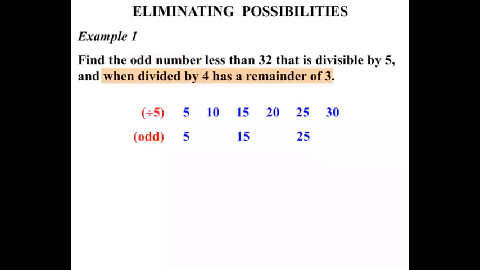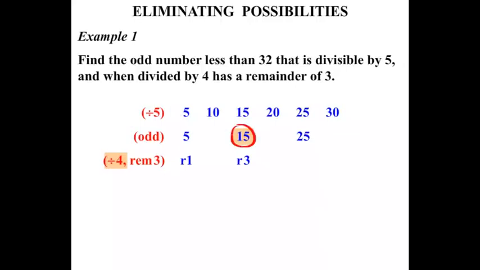We're also told that when divided by 4, it's got a remainder of 3. So dividing by 4, we get a remainder of 3. Let's go one by one. 5 divided by 4 would go once with a remainder of 1. 15, if we divided that by 4, well, 4 goes into 15 3 times, and a remainder of 3.